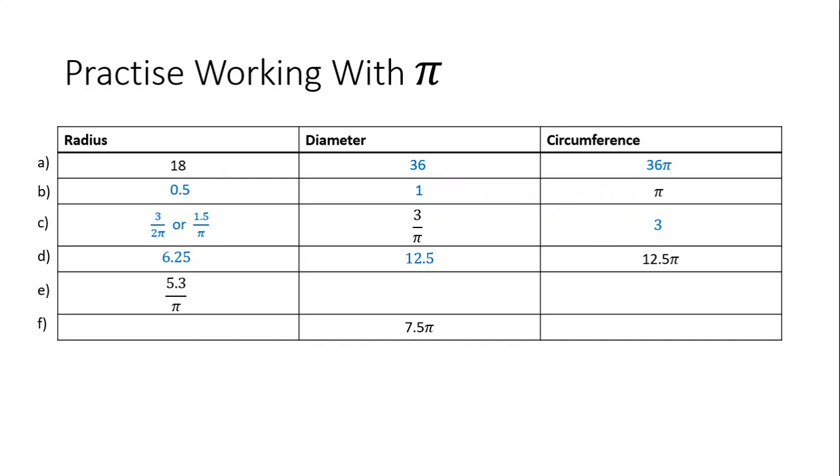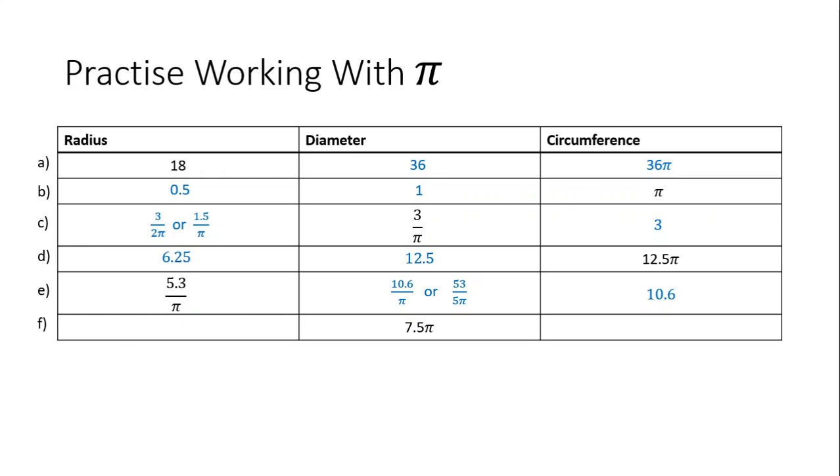Next row, we've got a radius of 5.3 over pi, which means the diameter should be twice as much. So that's 10.6 over pi. But remember, we don't really like decimals in our fractions, so you could write an equivalent fraction timesing both top and bottom by 5. That's 53 over 5 pi. And as a circumference, remember we just do the diameter times pi. That's just going to be 10.6.